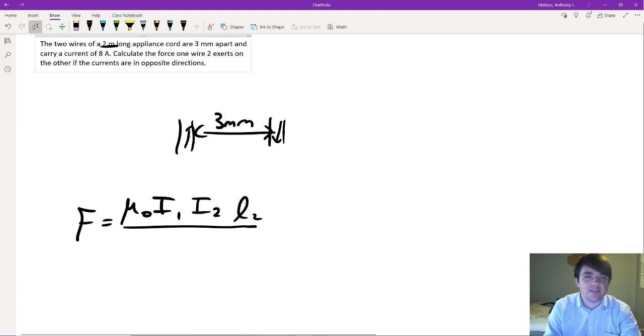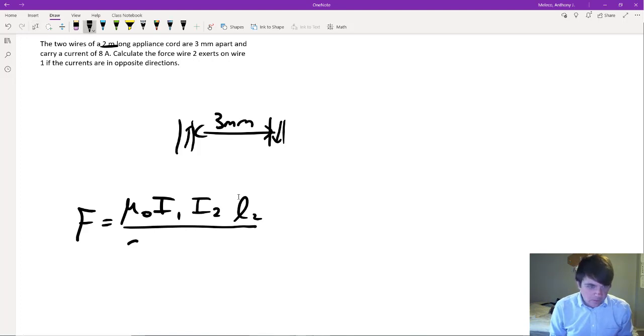It doesn't matter in this case because they're the same length. The force wire 1 or wire 2 exerts on wire 1. Just being a little more specific here. But it doesn't matter because they're the same length. But the length that you put here is the length that's affecting the other wire. And then this would be 2 pi, and then the distance between them.